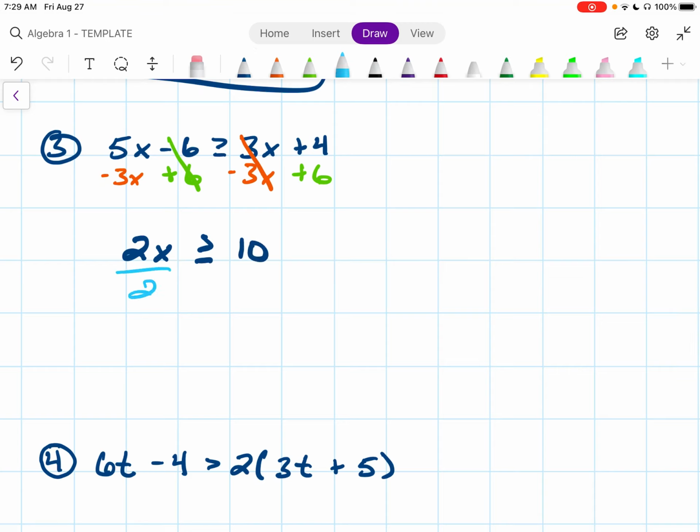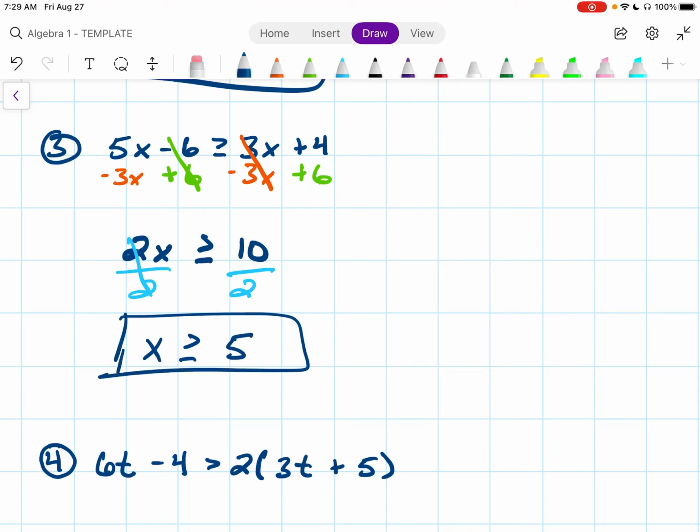Lastly, I divide by 2 on both sides. They cancel, and I'm left with x is greater than or equal to 5. And there we are.